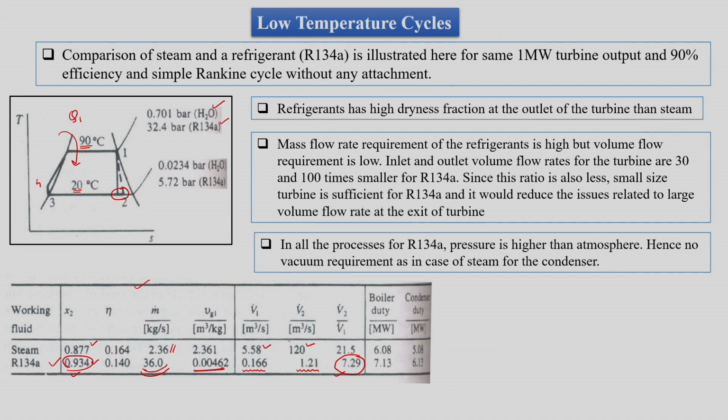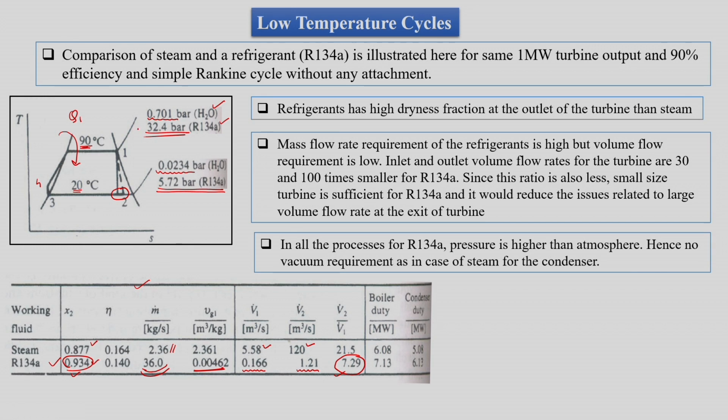Further, we can notice that we are having 20 degrees Celsius as the temperature for the condenser. For that saturation temperature, R134a has a pressure of 5.72 bar, but water will have a pressure of 0.234 bar. Similarly, the high saturation pressure corresponding to 90 degrees Celsius is 0.7 bar for steam, but in the case of refrigerant we have a pressure of 32.4 bar.